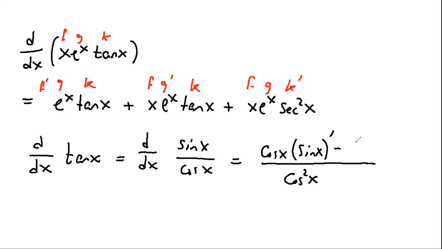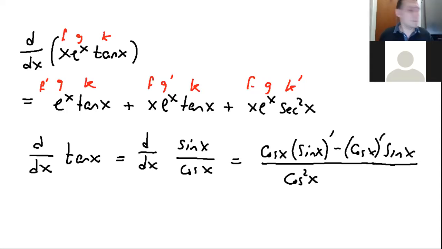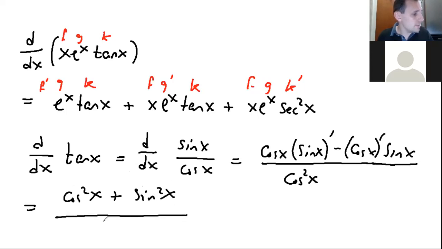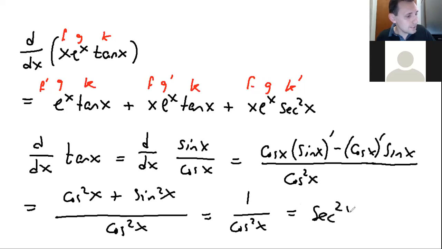So here we would have derivative of bottom function times the top unchanged. Which is, of course, cosine squared plus, because derivative of cosine is minus sine, so it will be plus sine squared x, divided by cosine squared x, which is 1 over cosine squared x, which is secant squared x. That's what you do when you forget, especially in early stages. Good.